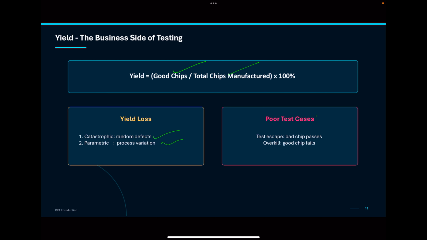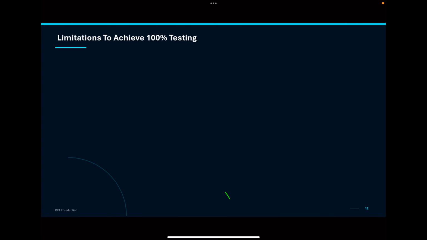Let's understand what poor test cases are. The first is a test escape, where a bad chip passes testing and reaches the customer. This can lead to field failures, returns, and reputation damage. The second one is overkill, where a perfectly good chip is incorrectly rejected during testing. In that case, we are throwing away a product that could have been sold. So, effective testing is really about finding the right balance, catching defective chips while preserving as many good chips as possible. So, if our goal is to find all defects, why can't we simply achieve 100% testing?